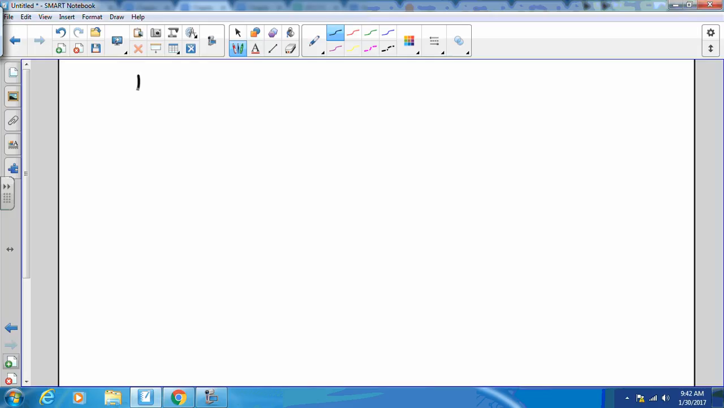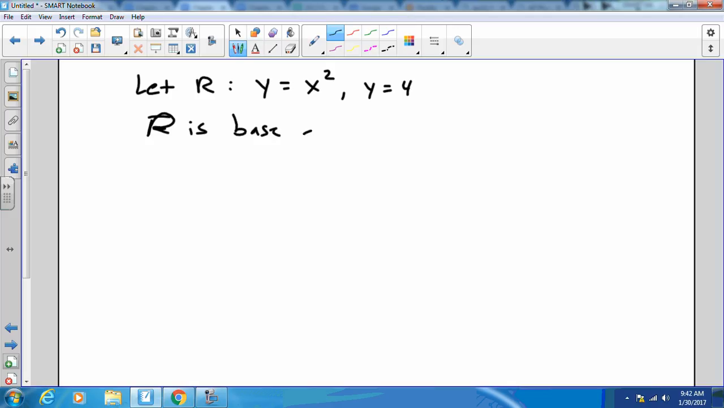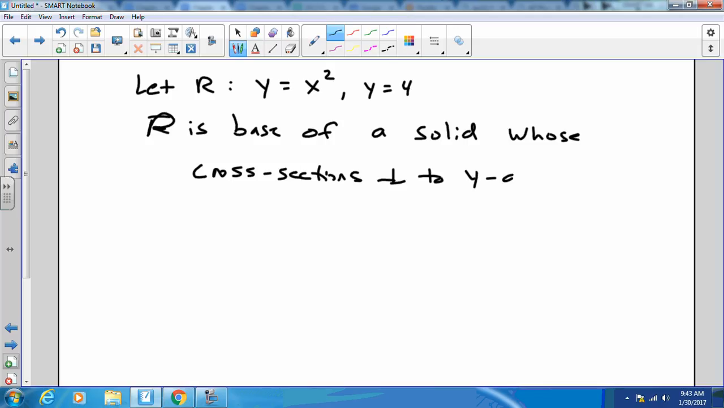Okay, now let's consider yet again one variation on this. R is the base of a solid whose cross sections perpendicular to the y-axis are squares. Find the volume of the solid.